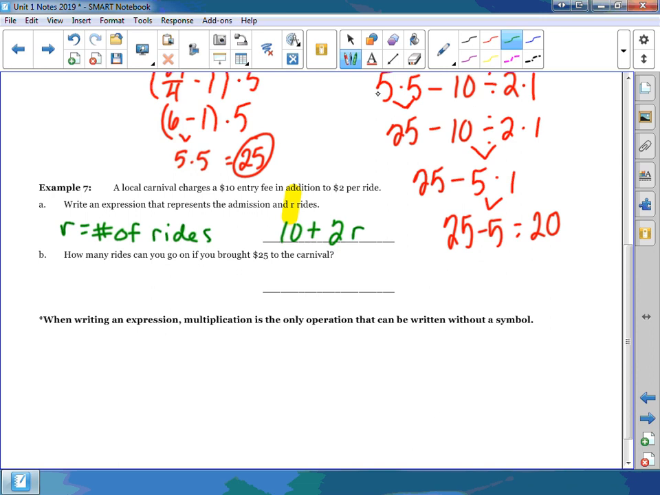Like, for instance, if I said, all right, I think R is 10. I plug a 10 in there for R. 2 times 10 is 20, plus 10 is 30. That's too much. I can't go on 10 rides. So you back it up a little bit. And ultimately, you're going to decide that R has to have a value of 7. I can't go up to 8 because that's too much. That's $26. I got to stop at 7. So we would have 7 rides for $25.